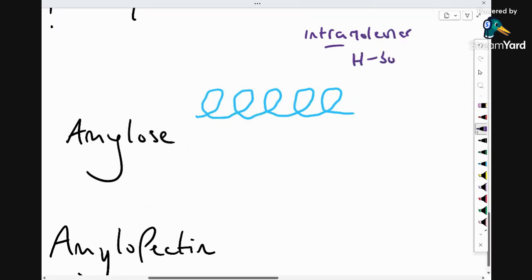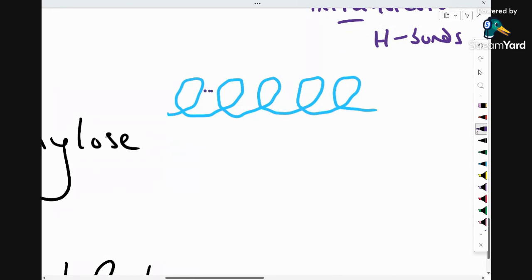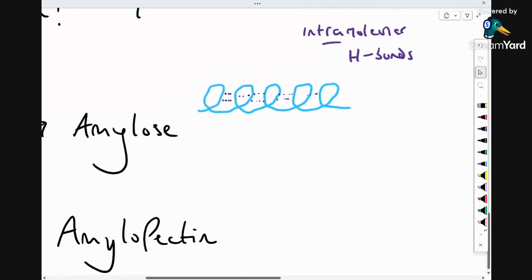Intramolecular hydrogen bonds, as opposed to something like cellulose, where we've got intermolecular hydrogen bonds between the linear molecules. Don't forget, hydrogen bonds would be sort of between bits like this. Don't read too much about that.